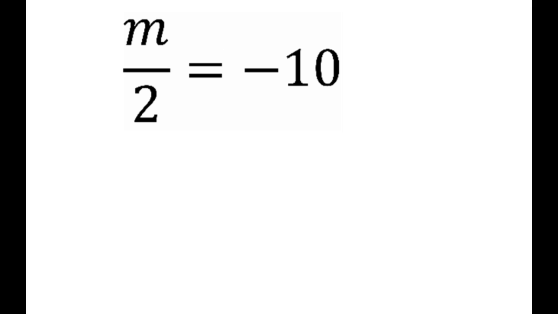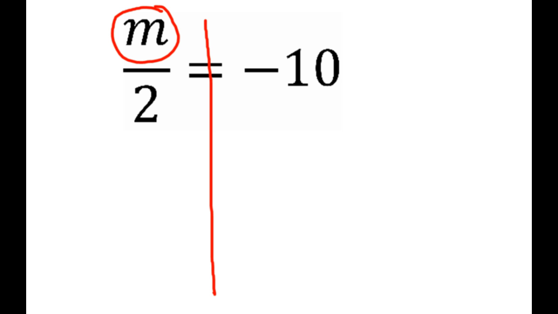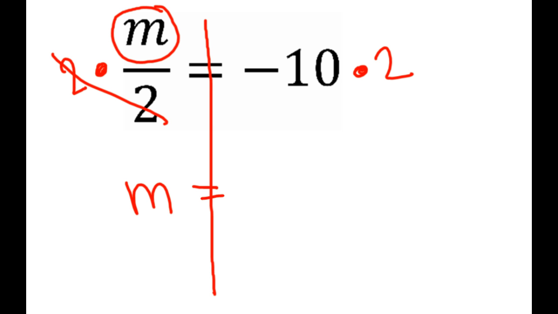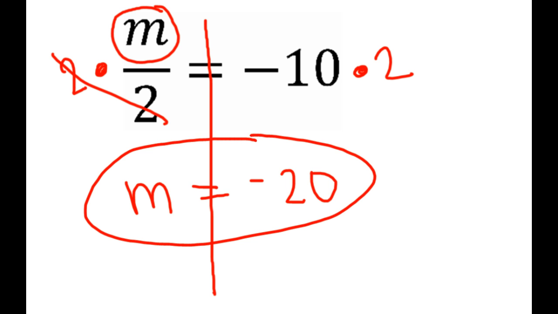Okay, here we have m divided by 2 equals -10. So I draw my line to show my two sides of my equation. I circle my variable m, and to get rid of that division, I multiply by 2. And what I do to one side, I must do to the other. The 2's cancel out, and I'm left with m equals -10 times 2 is -20. And I circle it, and that's my answer.